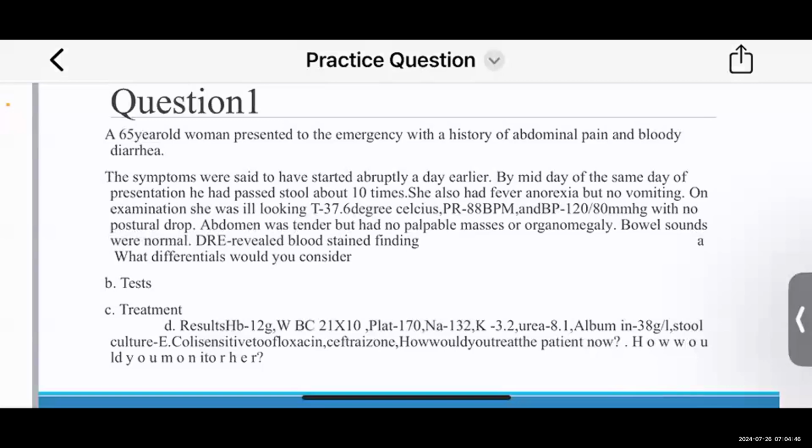Question A will be, what differentials would you consider? Question B, what tests? Question C is, what's the treatment? Question D is showing the results as listed, and then how would you treat the patient, and how would you like to also monitor her?